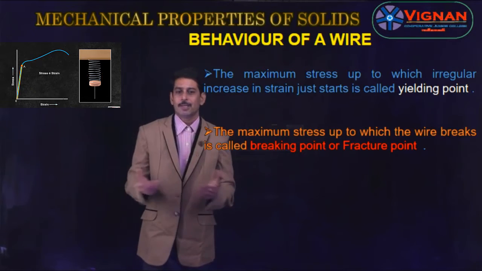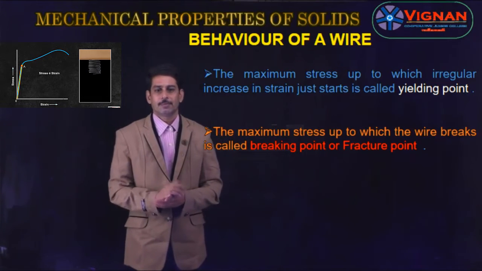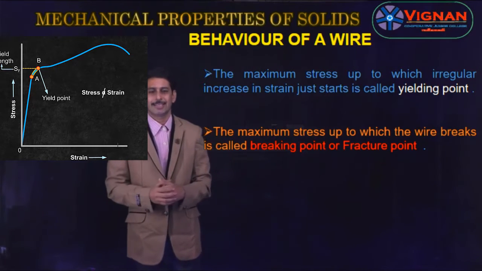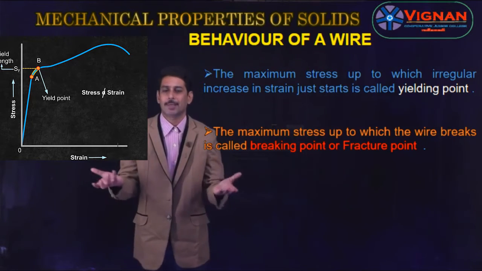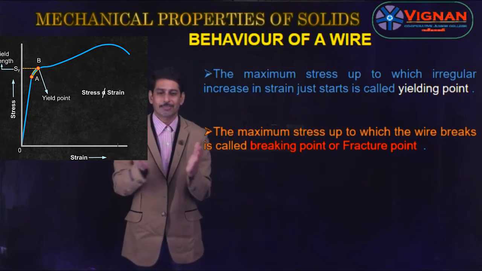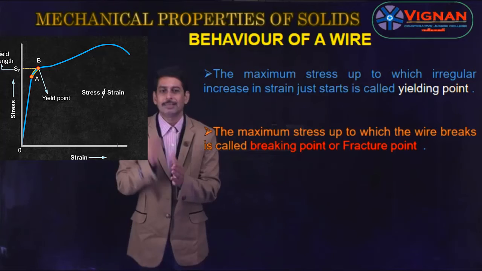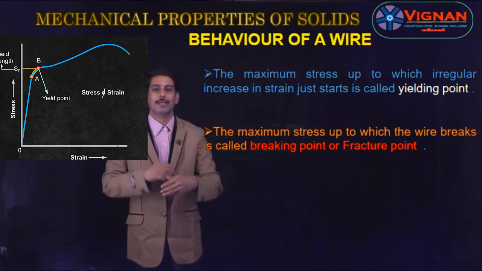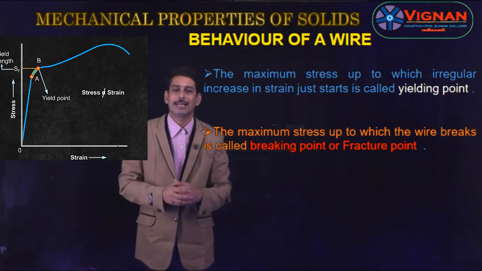So what happens beyond the point C? Here, even without increasing the stress, the strain increases more rapidly. That means the length of the wire increases more rapidly, the area of cross section decreases, and the yielding starts. That means the strain increases more rapidly and irregularly. So that point is called the yielding point.